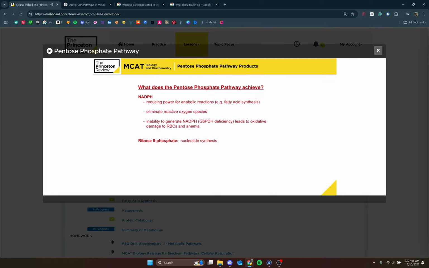Ribose 5-phosphate, we mentioned, was used for nucleotide synthesis, and that's pretty much it. Here's a picture of ribose 5-phosphate. You'll recognize this as the sugar phosphate part of RNA for sure. And if we didn't have the hydroxyl group here, this is the backbone for DNA as well.